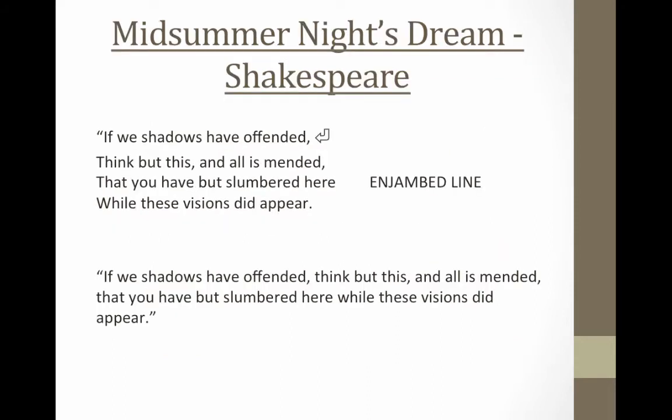Okay, so let's look at Shakespeare since we mentioned him. And this is from Midsummer Night's Dream, Puck's monologue at the end of the play. "If we shadows have offended, think but this, and all is mended, that you have but slumbered here while these visions did appear." Okay, the third line is enjambed.